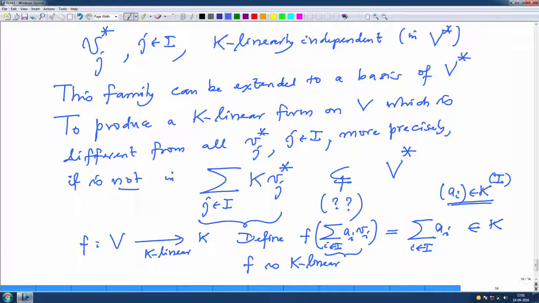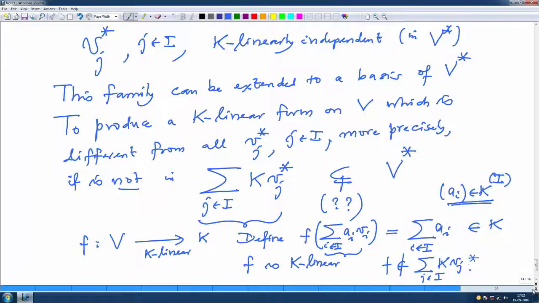If you have two finite sums like this, taking the sum and applying F is the same thing as taking the sum of the coefficients. And also one has to check that this F does not belong to the subspace generated by the v_j. This we have to check, but that is also not so difficult.